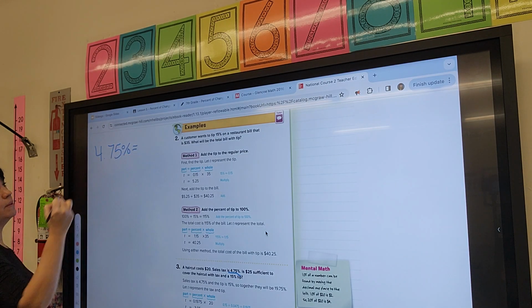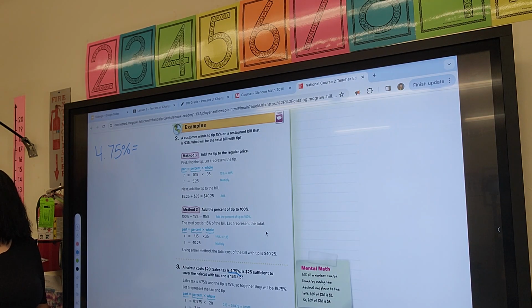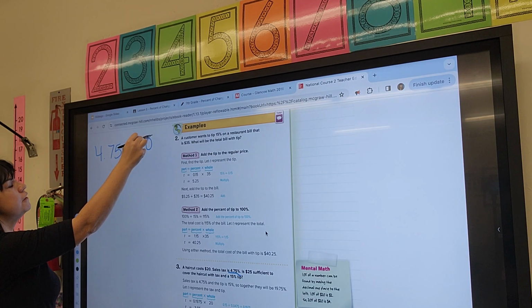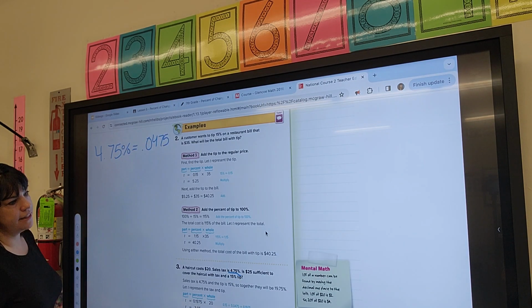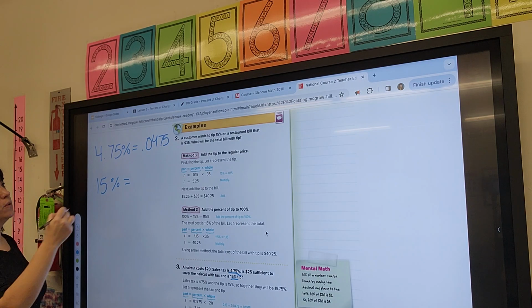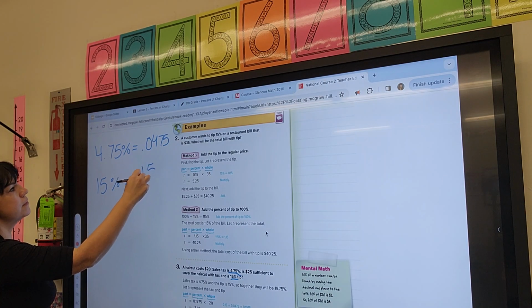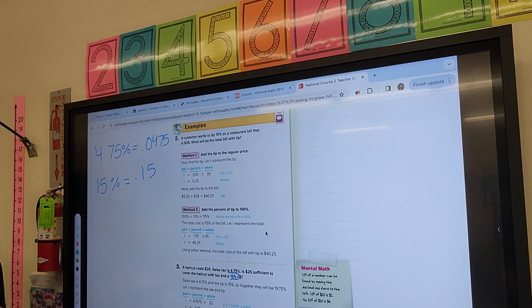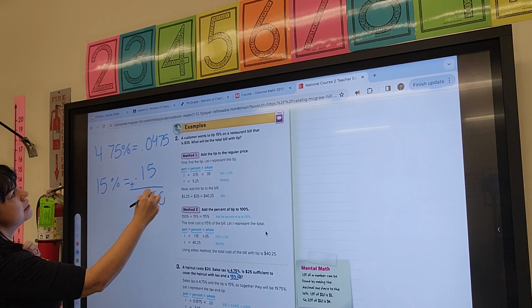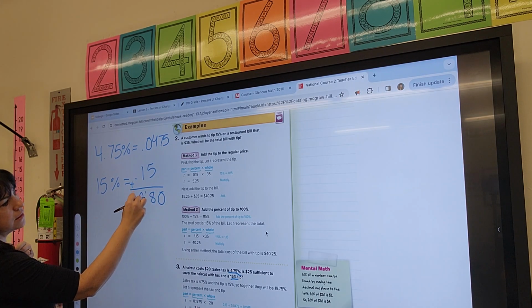As a decimal, what would that be? Eyes up here, please. Kaylee? 0.0475. And then we have a 15% tip. 15% as a decimal is 0.15. This is what you do when you have tax and tip both. You add your decimals together.